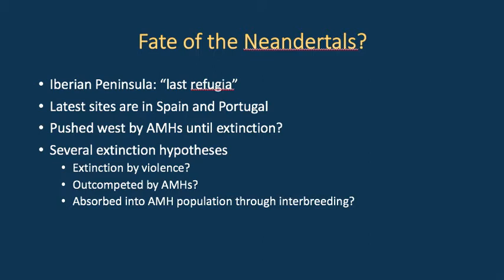They could have just been outcompeted by modern humans. Modern humans may have had some kind of more sophisticated behavior and were just better suited to the environment. There's a lot of evidence, though, that they were absorbed into the anatomically modern human population through interbreeding.